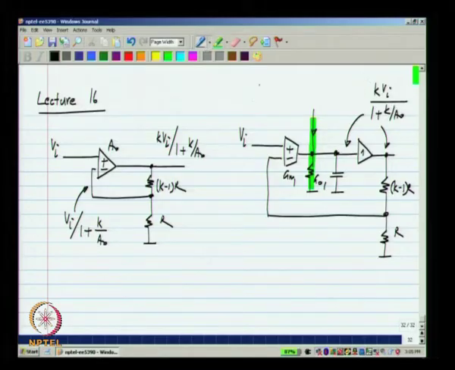So, to integrate the difference between these two voltages, what I do is use a transconductor loaded by a capacitor. Let me call this C1, I will call this C2. And finally, what I want to inject here is a current.